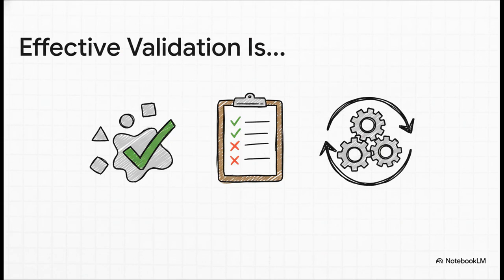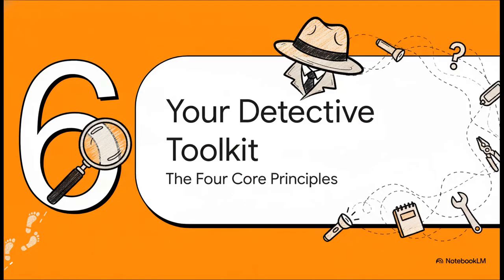Now, good validation doesn't mean checking every single thing. It should be selective. Just focus on the most important clues. It has to be logged, so you have a clear record of what worked and what didn't. And finally, it should be boring. And by boring, I mean it should be an automated, predictable, totally reliable process that just runs every single time without any drama.